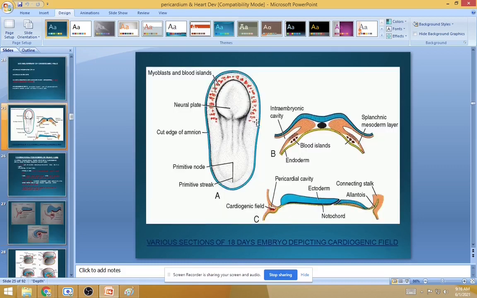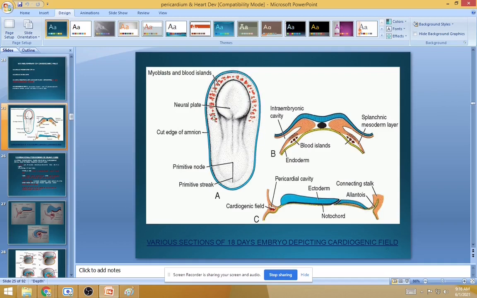Let's see through the pictures. I'll just go and draw some pictures for you today, because I think that will be easier for you. So this is what you are seeing from above. This is the neuroectoderm. At the start of the third week, this process is known as gastrulation. This is the cut edge of the amnion.